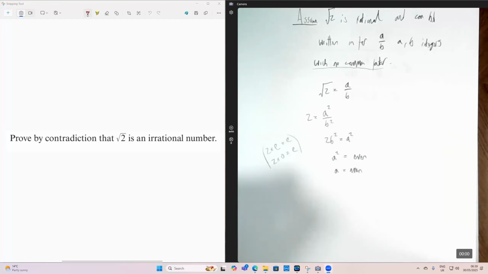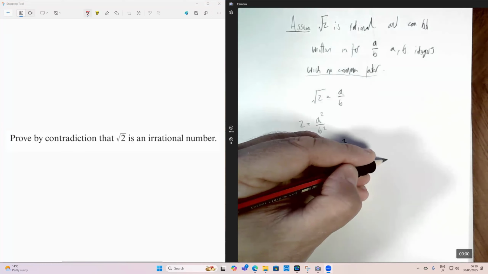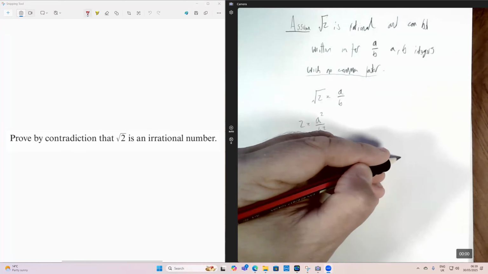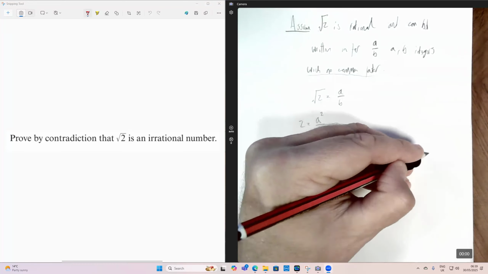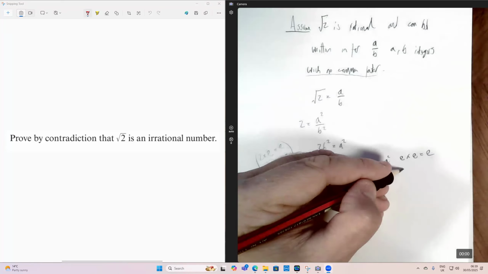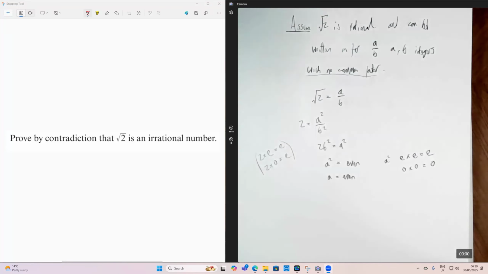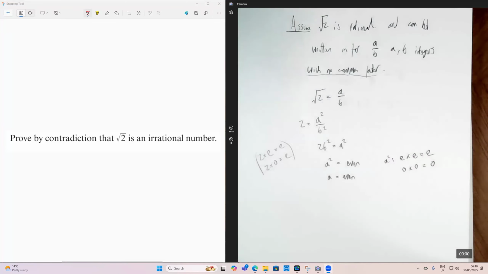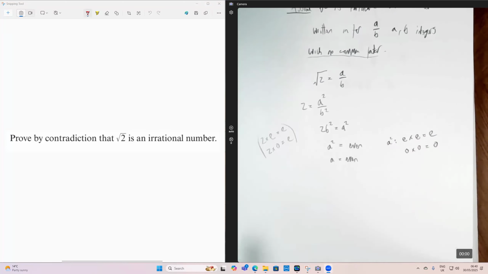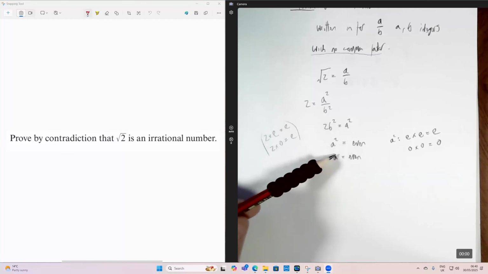Now, why does that mean that a has to be even? Let's have a think about that. Because if you've got a squared and it's even, it has to have come from even times even, which equals even. It can't have come from odd times odd, because odd times odd is odd. So by definition, if a squared is even, then it must have come from even times even, which means that a is even.